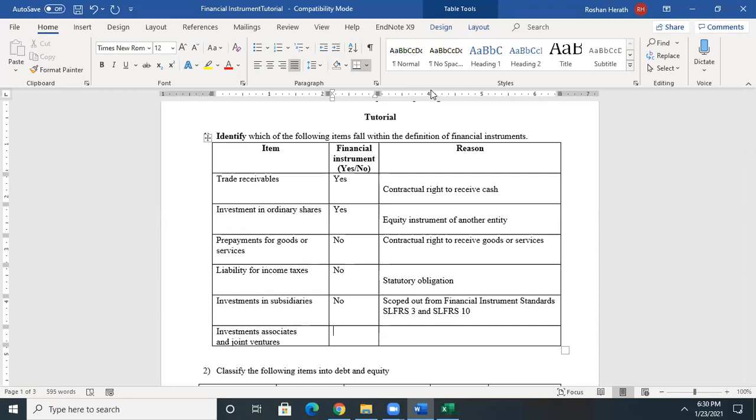Good. So how about the other one? The investment in associates and joint ventures.